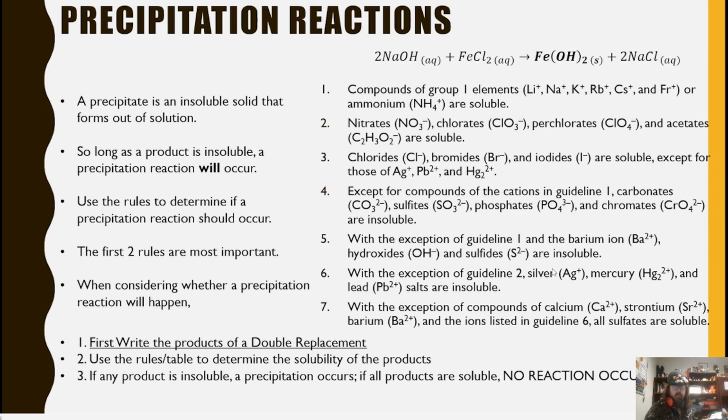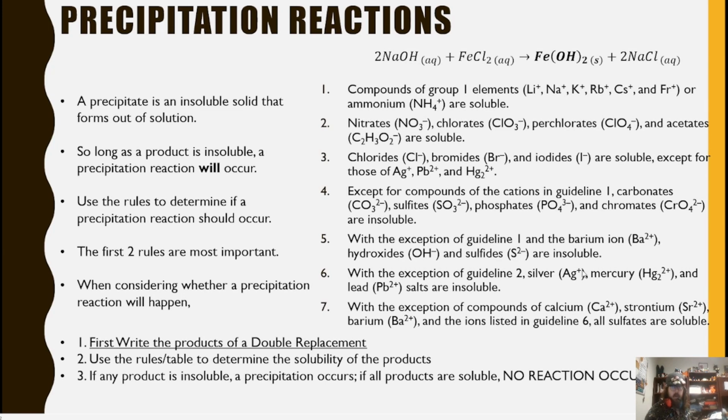With the exception of group 1 and barium, hydroxides and sulfides are insoluble. So sodium hydroxide, lithium hydroxide, or barium hydroxide will dissolve, but any other hydroxides will not. So this is our rule. Rule 5 tells us that iron hydroxide is insoluble. Iron hydroxide forms a solid. Because with the exception of guideline 1, rule 1, and barium, all hydroxides are insoluble.